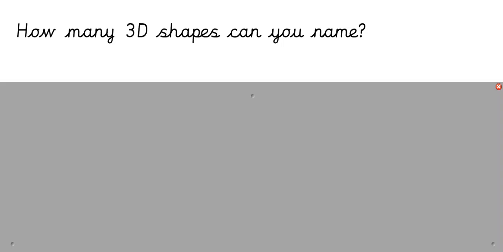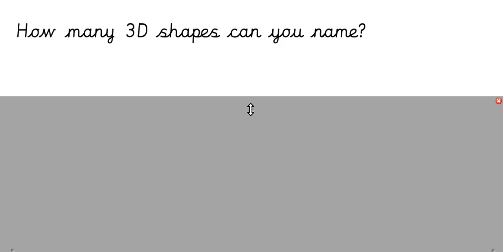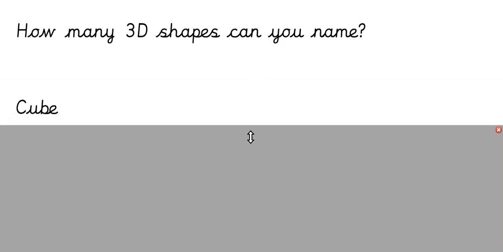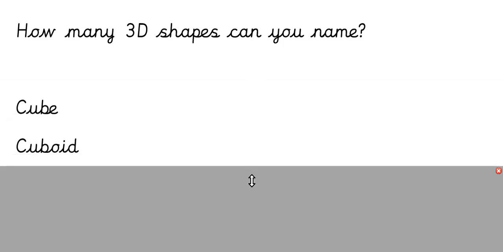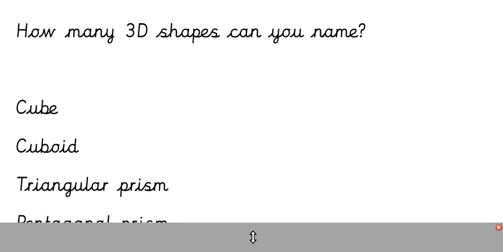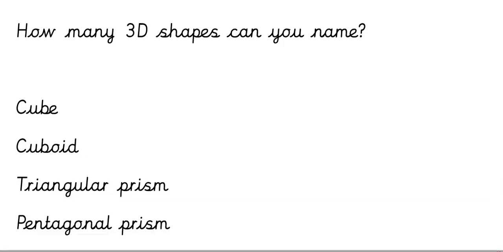Okay, let's think of some examples. So these are the examples that I thought of. We've got a cube, a cuboid, triangular prism, and a pentagonal prism. You could have also had sphere, cylinder, hexagonal prism, square base pyramid, a cone. Okay, so there's lots of 3D shapes that you could have named there.